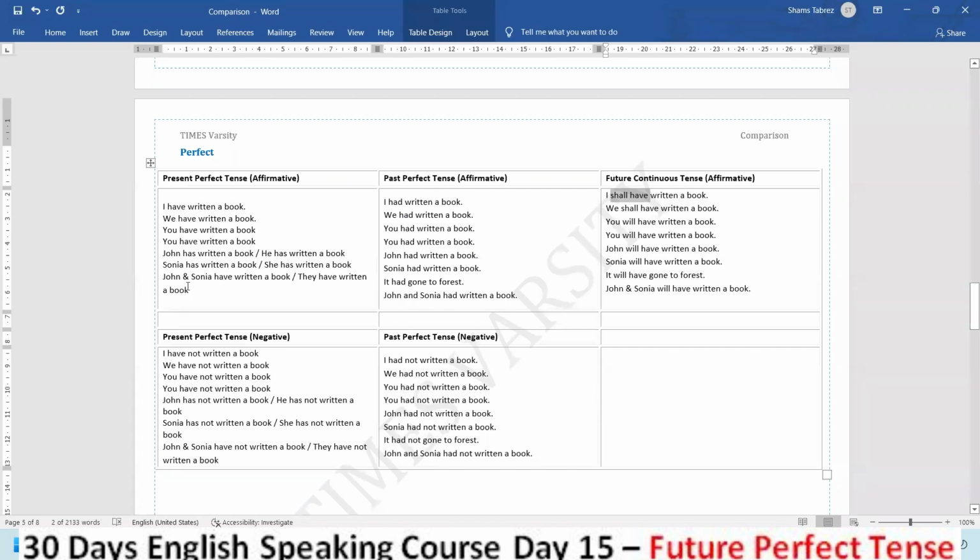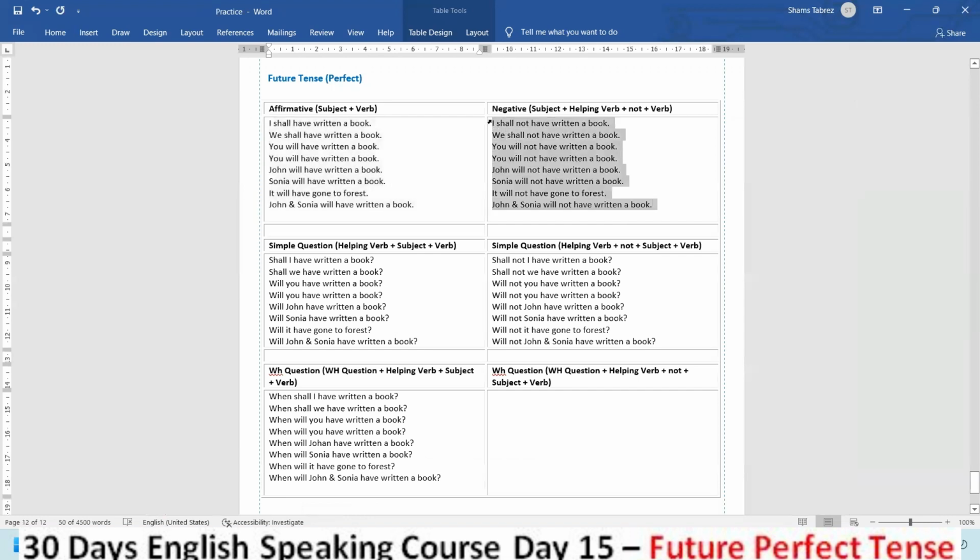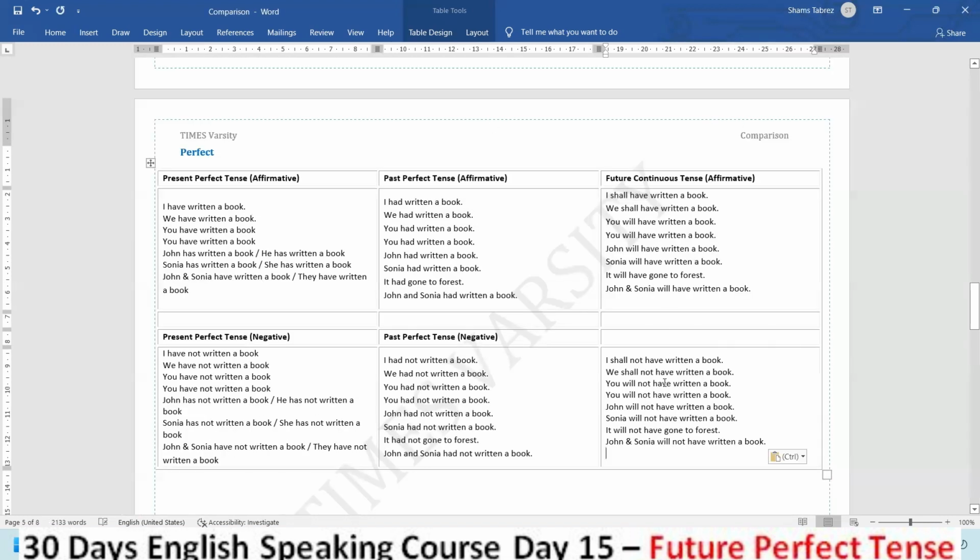Okay, and only for third person singular has is used as the helping verb, and for the rest, have is used in present perfect tense. But in past perfect tense, had is the only helping verb used. And similarly, in future perfect tense, shall have or will have are used, right? Again, based on some criteria. And similarly, in the negative, we simply add the word not between two helping verbs if two helping verbs are used.